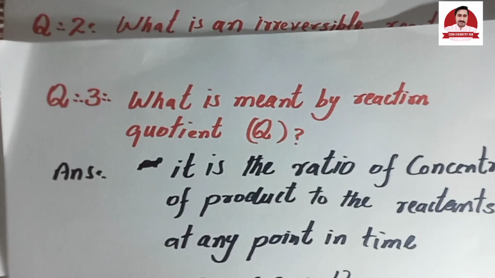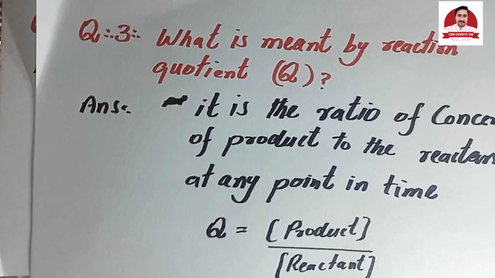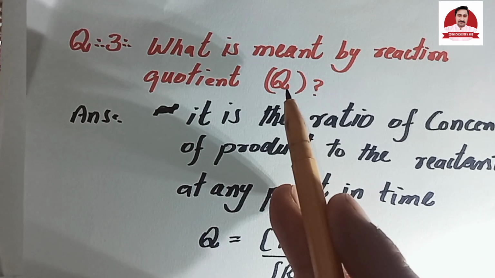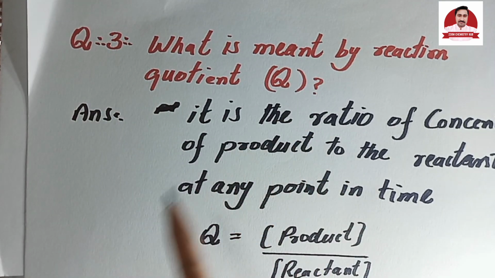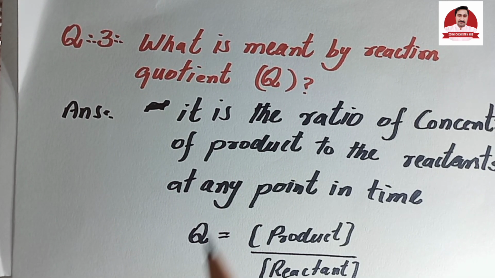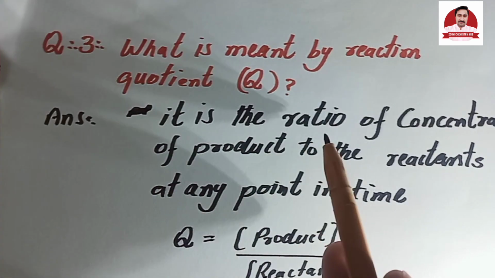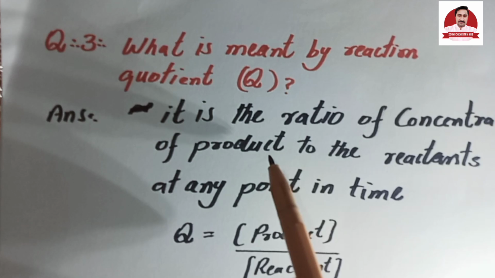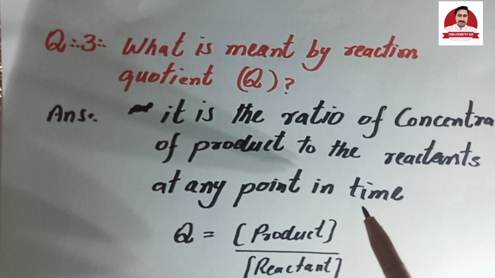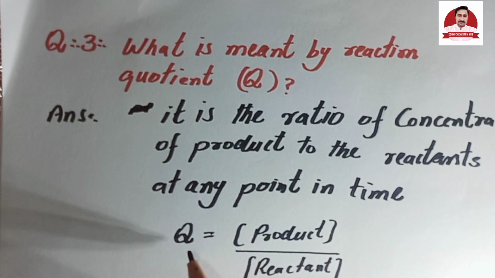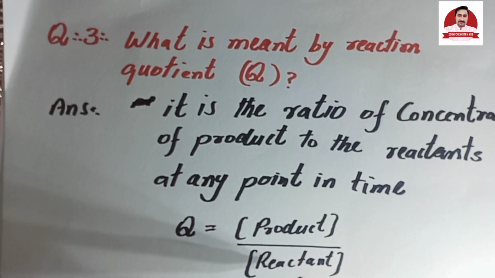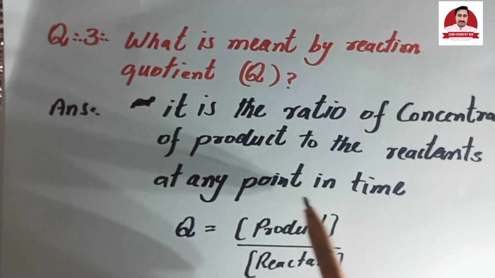Next question, question number 3. What is meant by reaction quotient? It is denoted by capital Q. The reaction quotient is the ratio of concentration of the product to the reactant at any point in time, and this Q is equal to the concentration of the product divided by the concentration of the reactant at any point of time.